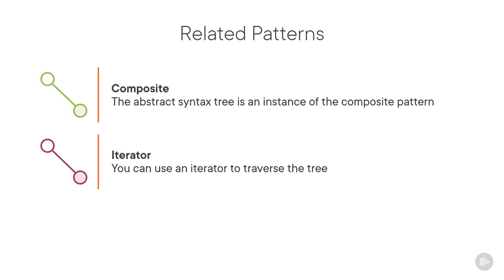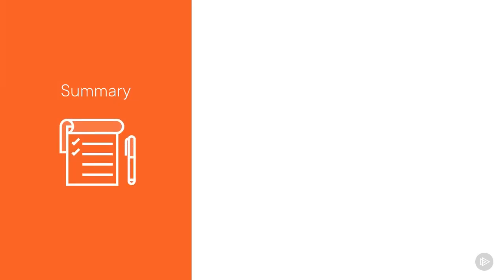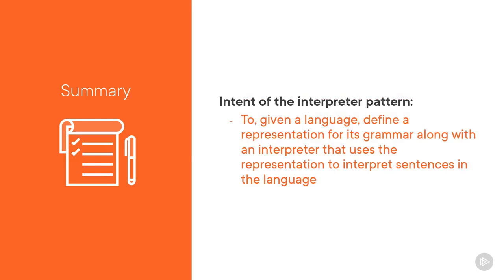And with that, it's time for the module summary. In this module, we covered the interpreter pattern. Not such a common one, but a cool one to end this course with nevertheless. Its intent is to, given a language, define a representation for its grammar along with an interpreter that uses the representation to interpret sentences in that language.